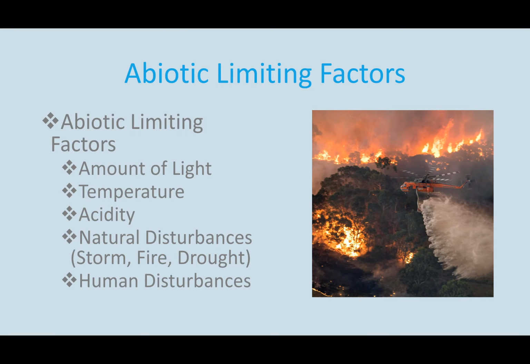So human disturbances, not humans specifically, but looking at things of maybe, say, construction or buildings blocking light, right? Or adding pollution, which affects temperature or acidity. Human interactions or disturbances can cause storms or fires as well. New buildings, subdivisions, construction can affect populations also.